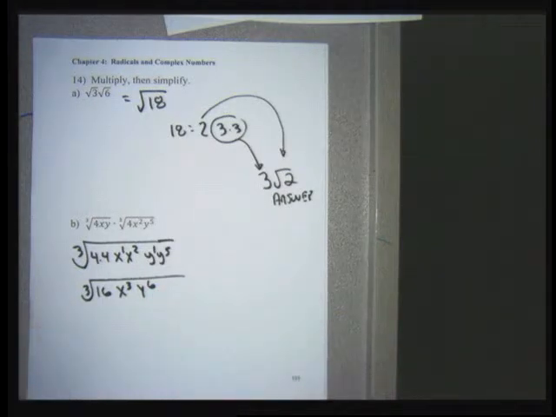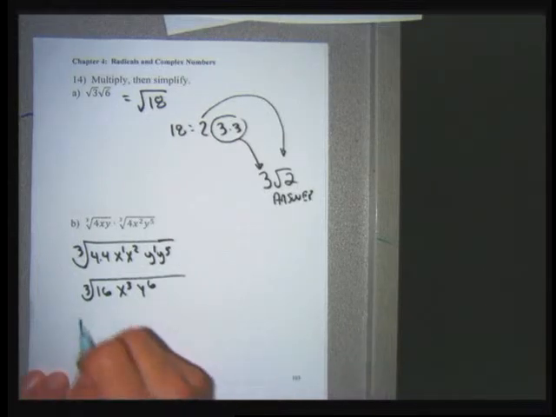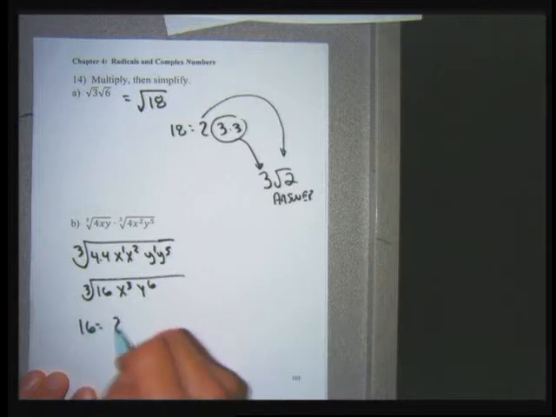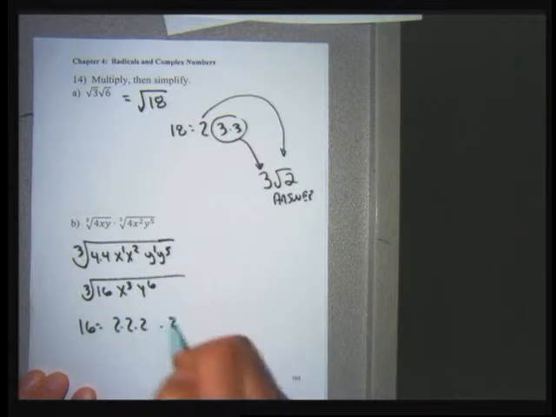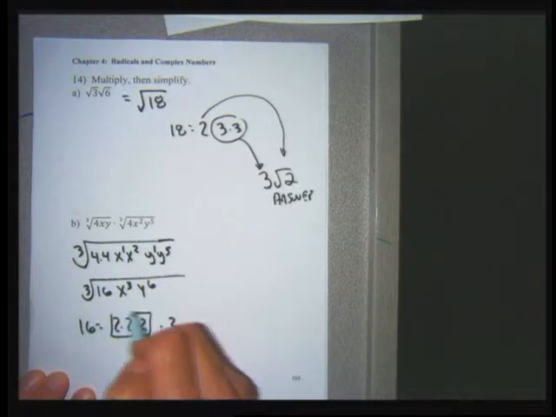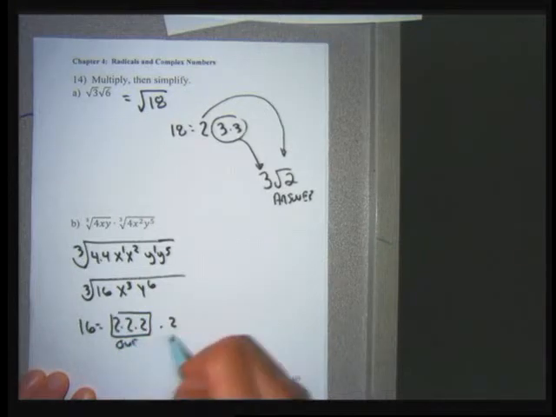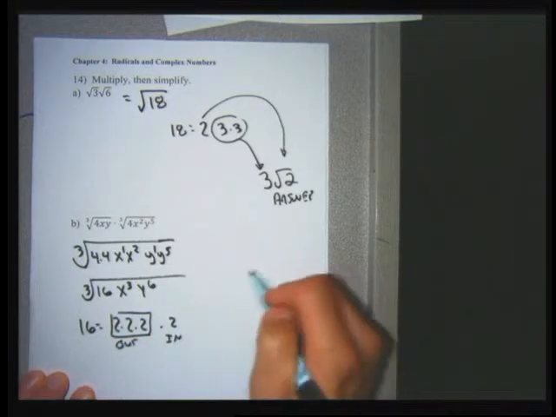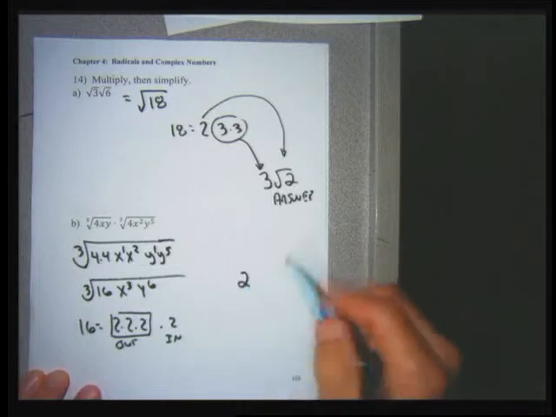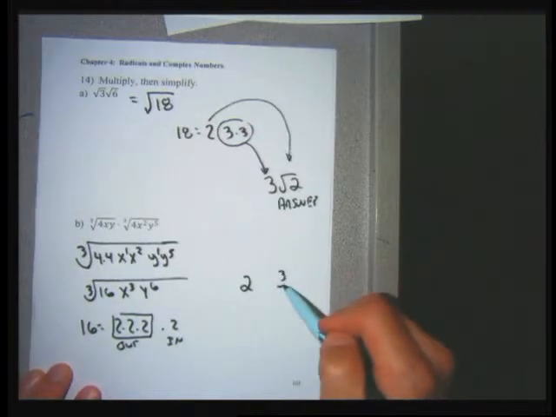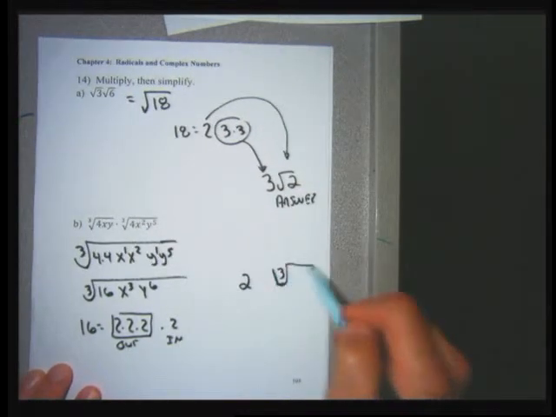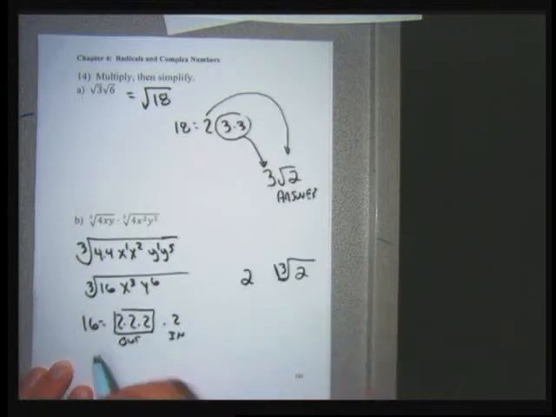I can reduce by prime factoring, or for the x's and the y's, I could actually divide their exponents. 16, the prime factoring is 2 times 2 times 2 times 2. I did it in my head, but you can do it on your calculator. And so in my answer, I'm going to have a 2 outside the radical, and then the cube root symbol is going to stay, and I'm going to get a 2 under the cube root.